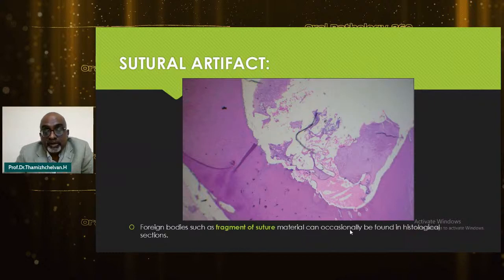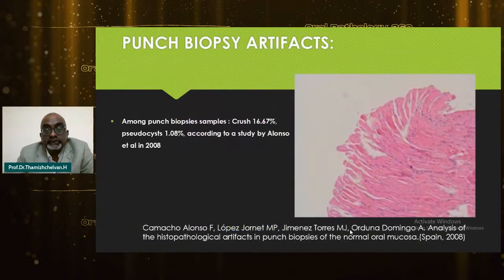Improper suture removal also can be considered as a foreign body, and it can be histologically found in some sections. Punch biopsy artifacts are also common, which is a study done by Alonso et al. in 2008, and he said that because of this punch biopsy, 16% have crush and pseudocysts, that is because of excessive heat. It's very common here.